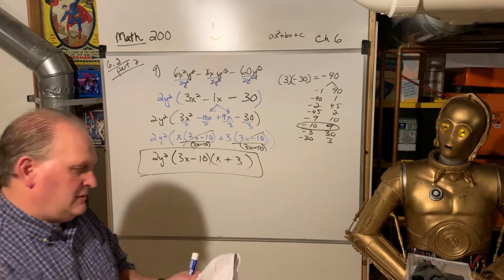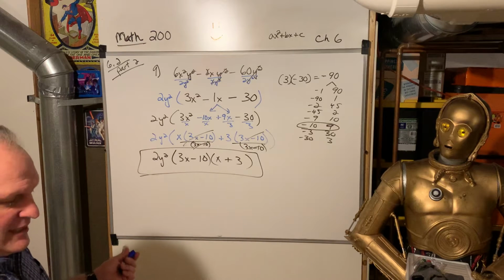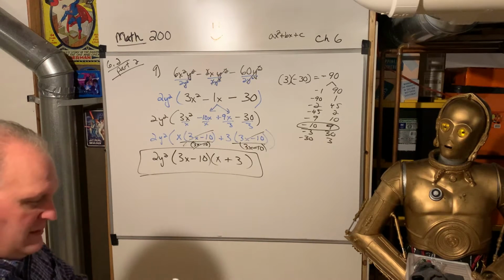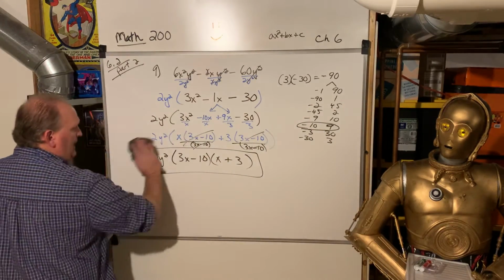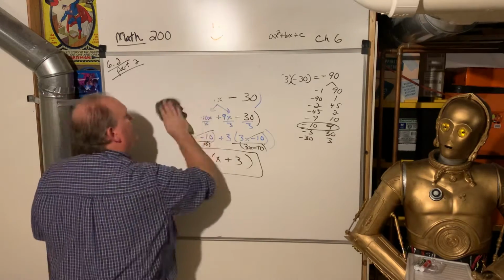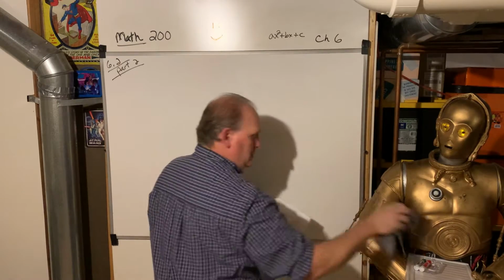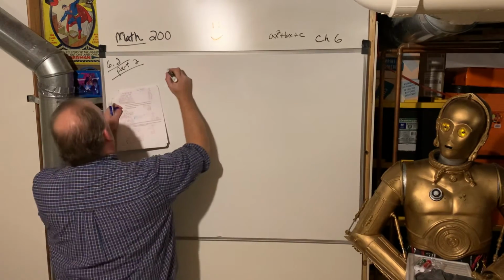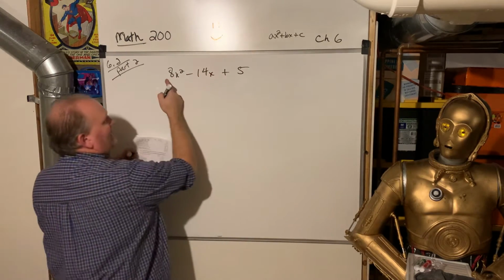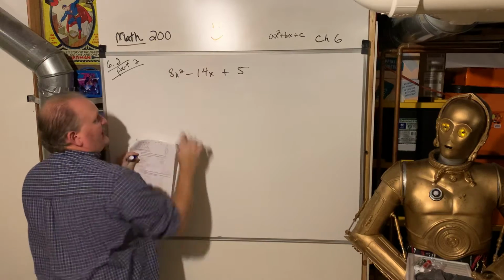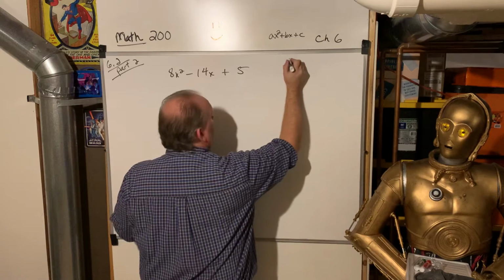Let's do number 1 on the next one, factoring by grouping. Well, that's basically what we've been doing, the AC method and factoring by grouping. So let's keep up with that. So 8x squared minus 14x plus 5. We cannot factor the 8 out to make this an easier factoring problem. And nothing else will actually come out of it. So we're going to do the AC method.